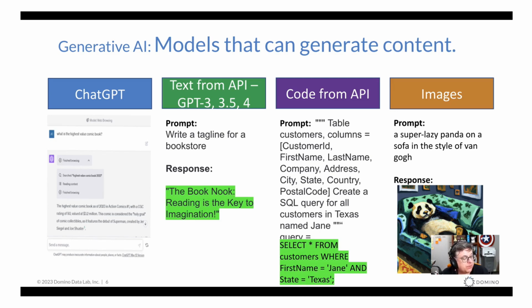So we have a table listing there in SQL, and the task is create a SQL query for all customers in Texas named Jane. Select star from customers where first name equal Jane and state equal Texas. We can also do things like images. Prompt is a super lazy panda on a sofa in the style of Van Gogh.